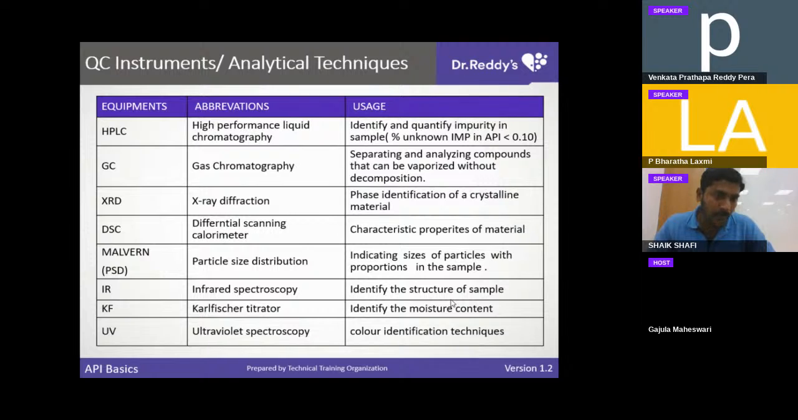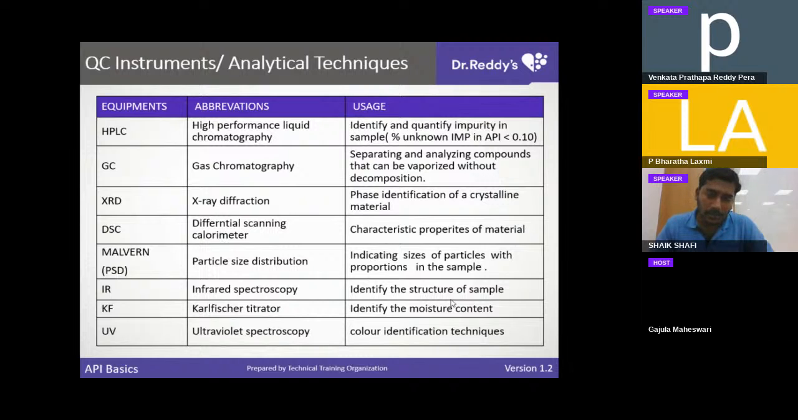Again, GC. The abbreviation of GC is gas chromatography. The purpose of GC is to identify different types of solvent we are using in the process. That content we identify by using this GC test. And XRD, the abbreviation is X-ray diffraction. The purpose of this test is to check whether we are getting the correct form of the product or not. Again, differential scanning calorimeter. This is to identify characteristic properties of material.